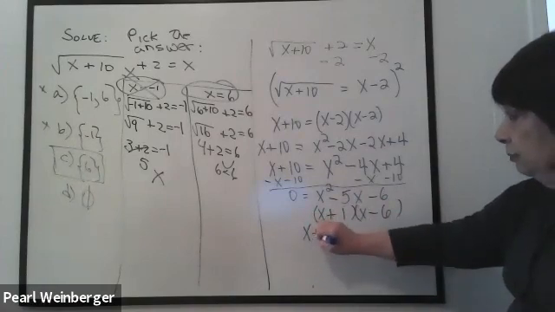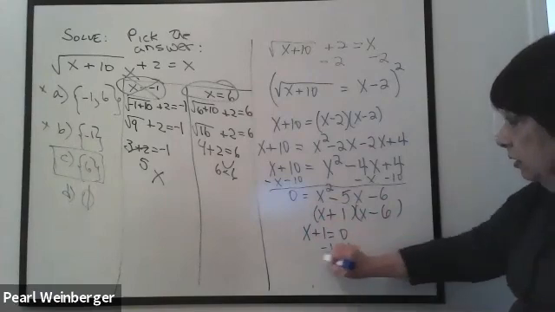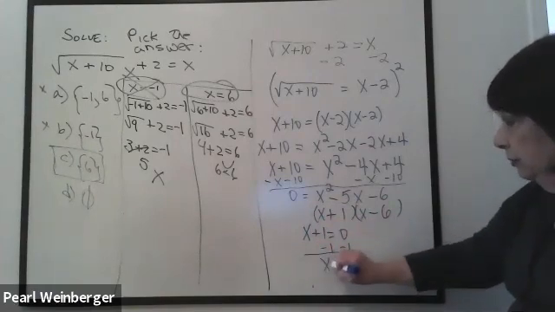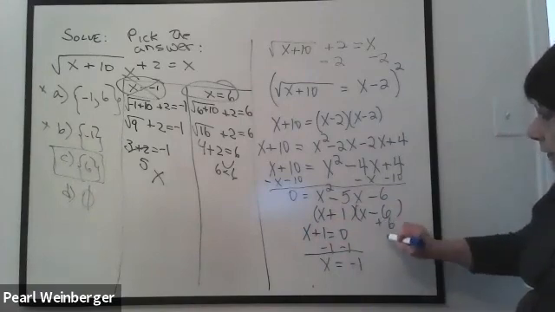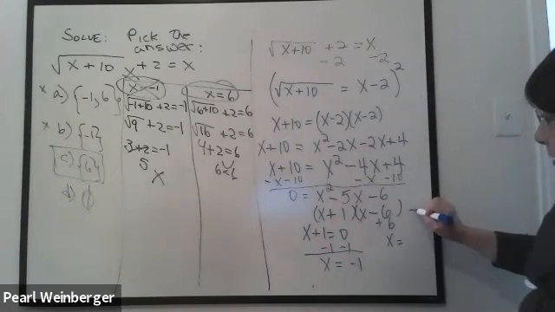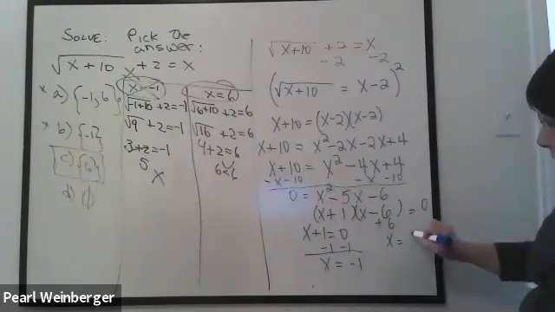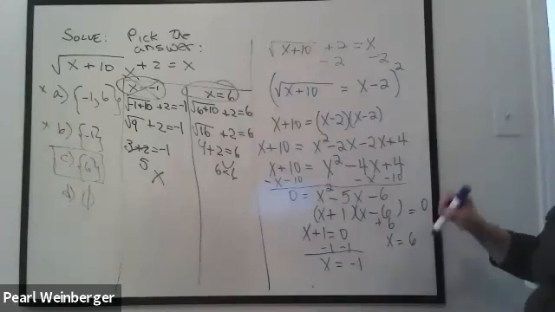That gives me x plus 1 equals 0. So that gives me x equals negative 1. And this gives me x equals 6. So here are my two answers, negative 1 and 6.